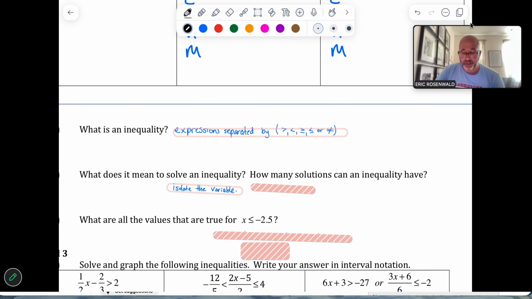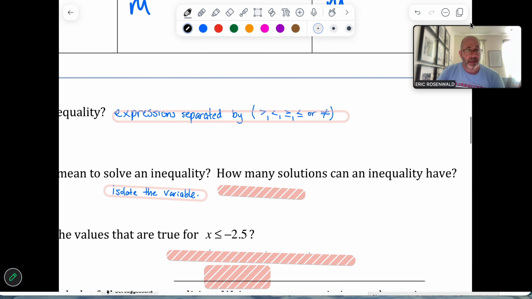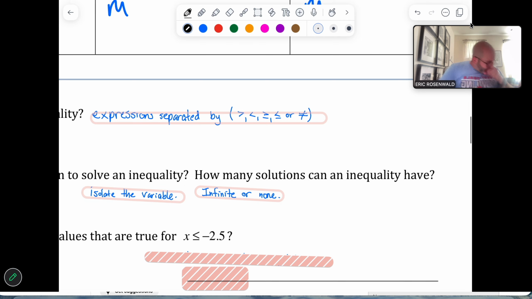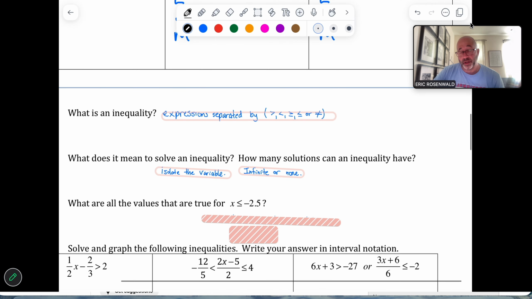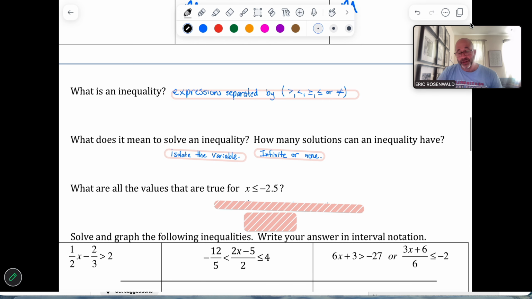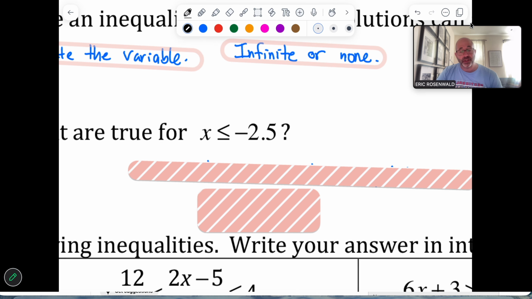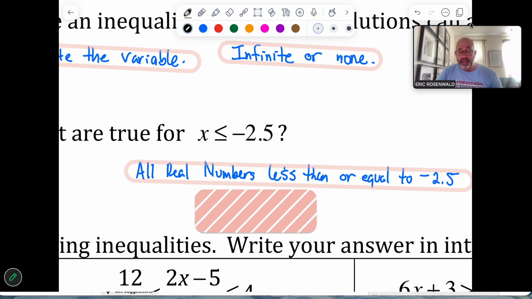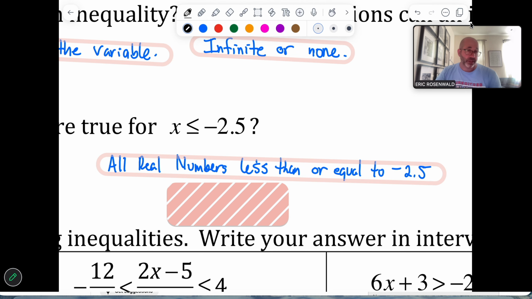Well, you're going to isolate the variable just like we did with equations, but then how many solutions can there be? There could be an infinite number of solutions or there could be no solutions depending on what ends up happening with your problem. But inequalities mean there's a whole bunch of values. Why? Well, when I look at something like this, it says, what are all the values that are true for x is less than or equal to -2.5? This says all real numbers that are less than or equal to -2.5. That means -3, -4, -5, -6, negative forever, right?